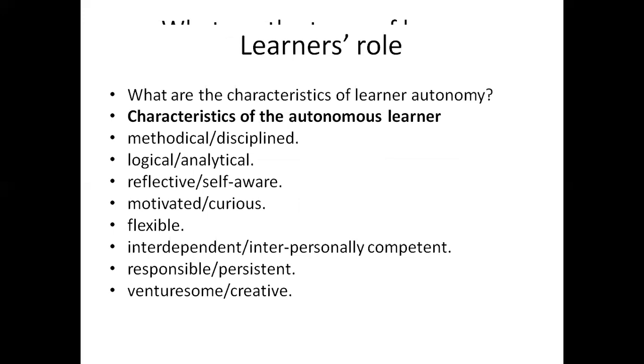The characteristics of the autonomous learner are methodical. They should be methodical in a way. So if you want to consult some sources, you have to decide how and in which way you will be searching. So you have to fix a method. The autonomous learner should be methodical, disciplined in the way you understand, logical, analytical, and reflective. Reflective means self-assessment. So what you have learned and what you learned earlier, you have to assess yourself.